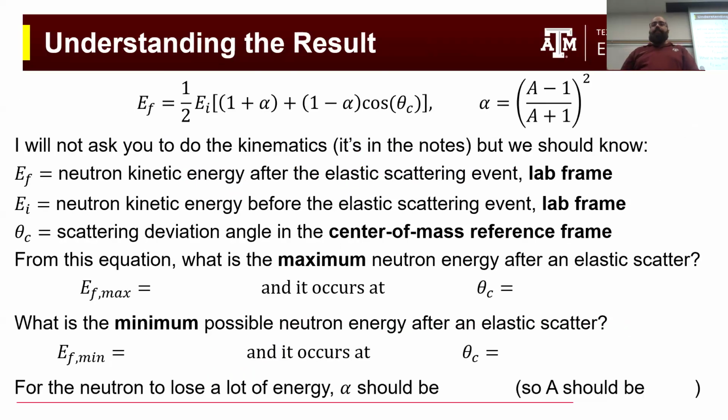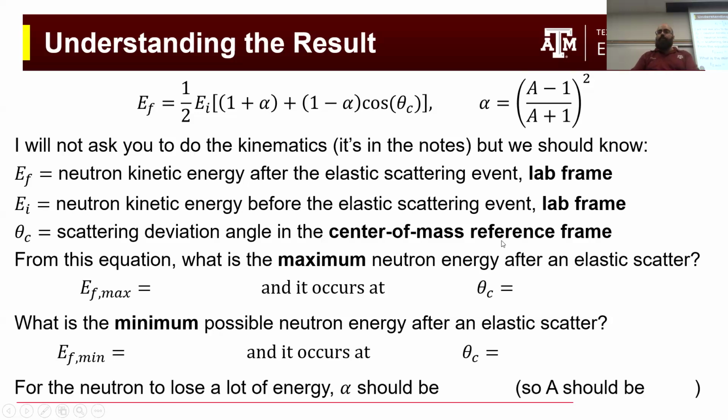And so if we look at that result, like I was saying, we don't need to spend time deriving this. It's in the notes, and I wouldn't ask you to derive it, but I would ask you to be familiar with this equation and to certainly understand the different parts of it. So EF is the final energy of the neutron in the lab frame. EI is the neutron's energy before the scattering event, also in the lab frame. And theta C is that scattering deviation angle in the center of mass frame.